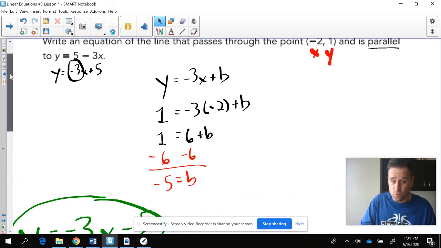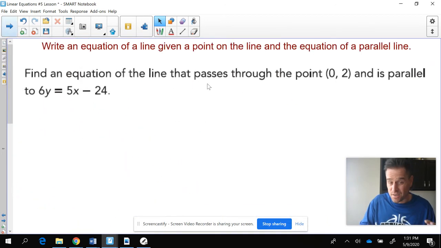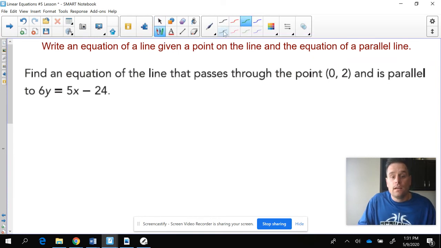Guys, we have one more. And we're going to be all done. This is going to be a faster lesson. So, it says find an equation of a line that passes through the point 0, 2, and is parallel to this right here. And by the way, if you're starting to catch on a little bit, you can already tell the y-intercept right here. What's the y-intercept? The problem here is I don't know my slope. The slope is not 5. It is not 5 because this is not in slope-intercept form.